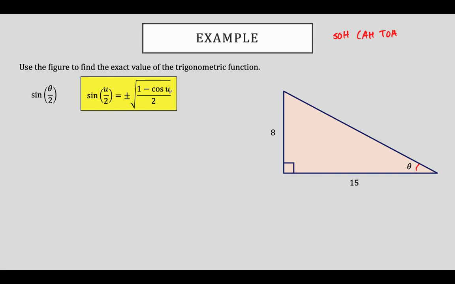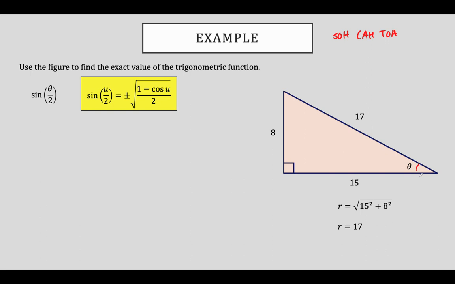So that means in order to use this equation, we have to know what the cosine of the angle theta is. Well, if I have a right triangle, to evaluate cosine I need to know the adjacent side and the hypotenuse. That means we're going to have to use the Pythagorean theorem to find our hypotenuse. r is equal to the square root of 15 squared plus 8 squared. Plugging into our calculators, we get r is equal to 17. That is the hypotenuse of our right triangle.